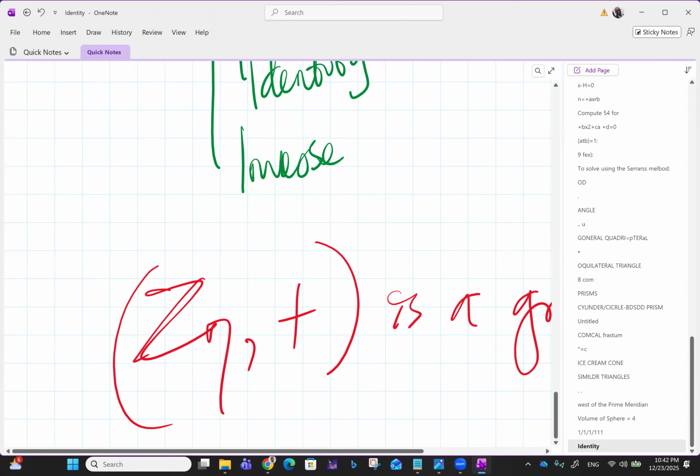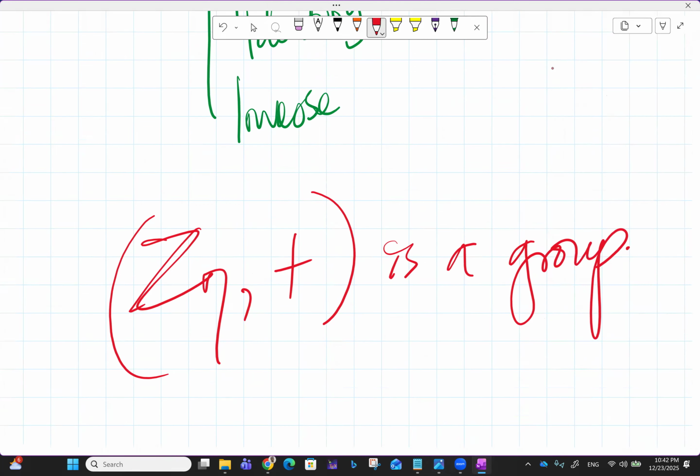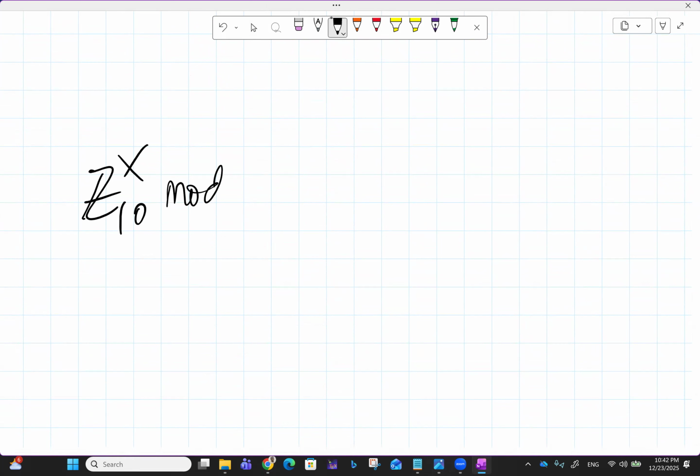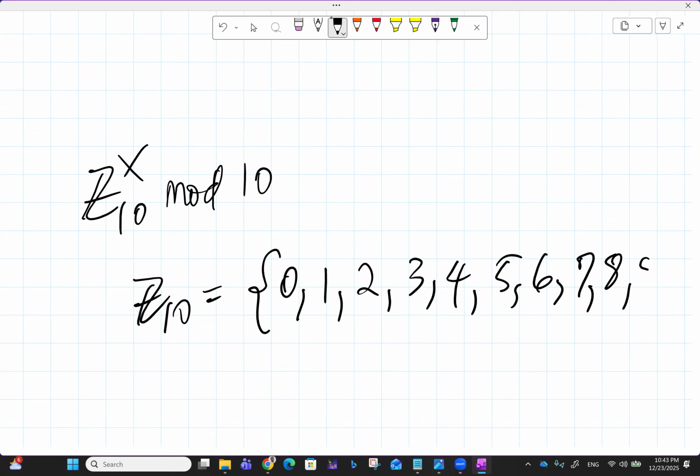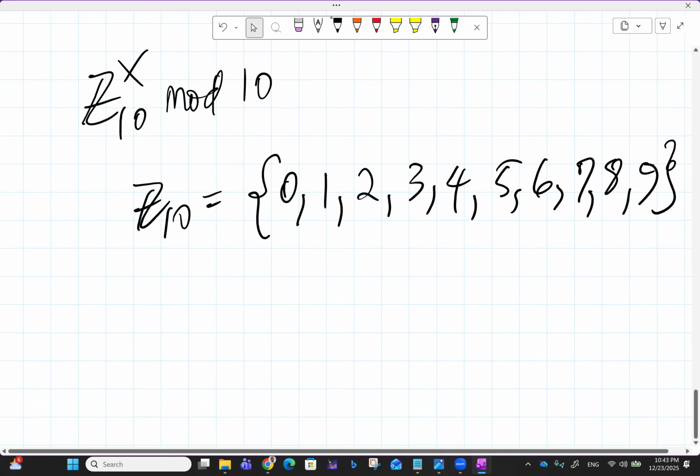So we're talking about Z10 under multiplication. Z10 multiplied mod 10, of course. First of all, Z10 generally is 0, 1, 2, 3, 4, 5, 6, 7, 8, 9. We don't get to 10 because generally this should be 0 up to n minus 1. So that's Z10.